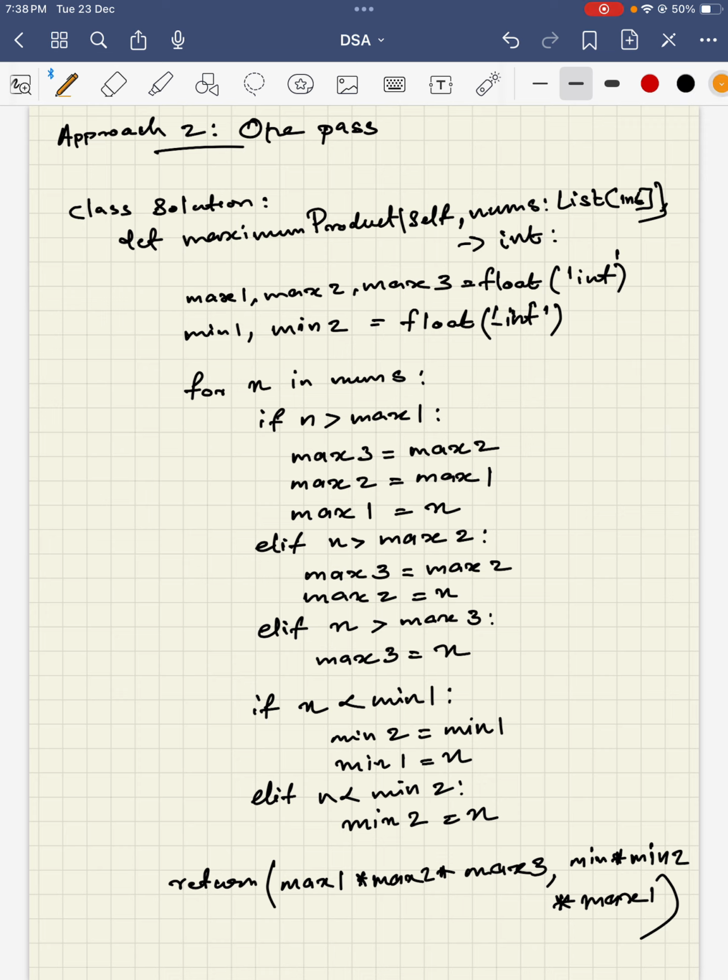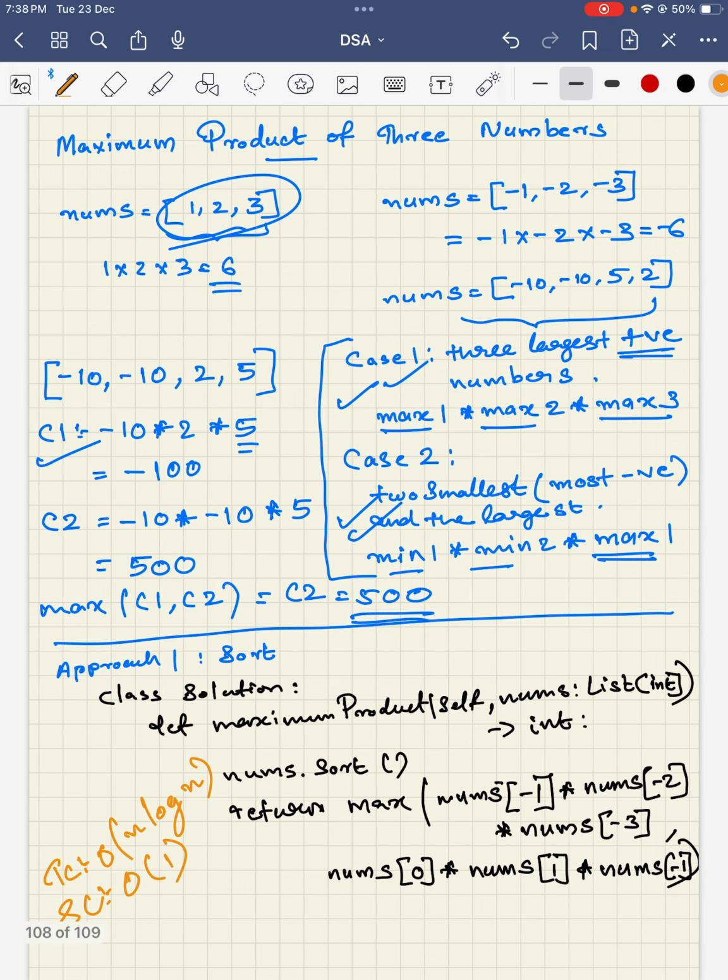So this is a straightforward approach. What is the time complexity? The time complexity here is order of n because we are iterating. Space complexity is order of 1. And I hope you understood this problem statement of maximum product of three numbers. Thank you for listening.